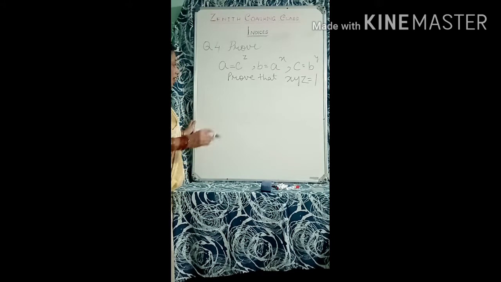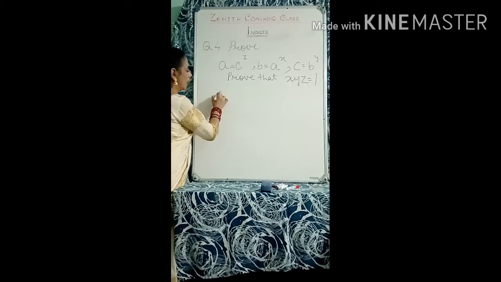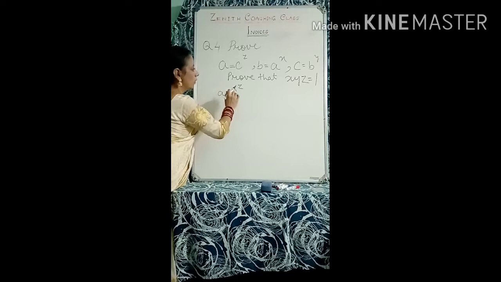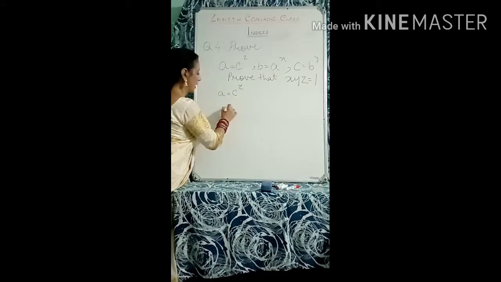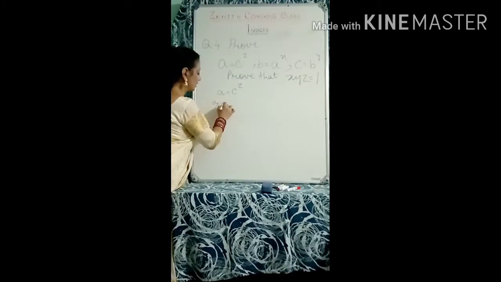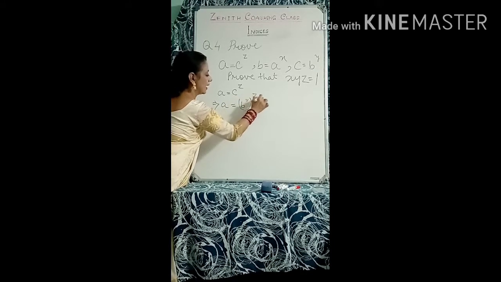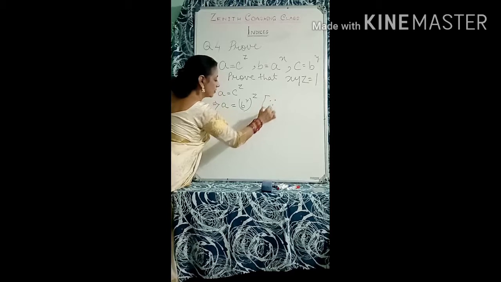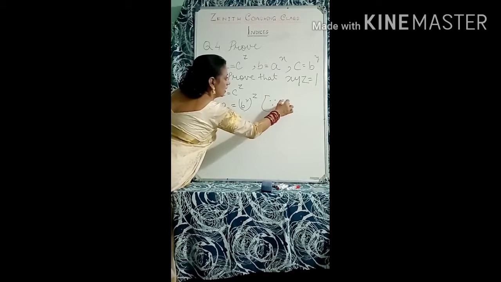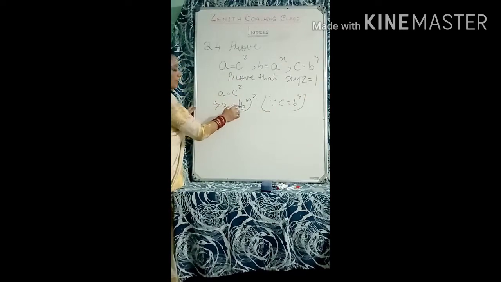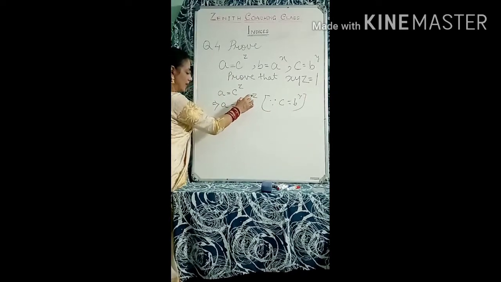So let's start. A equals C to the power Z, it was given. What can you write here? You know C equals B to the power Y. So what can you write? A equals B to the power Y, to the power Z. Because you have to write here the reason, because C equals B to the power Y. So you have written B to the power Y to the power Z.